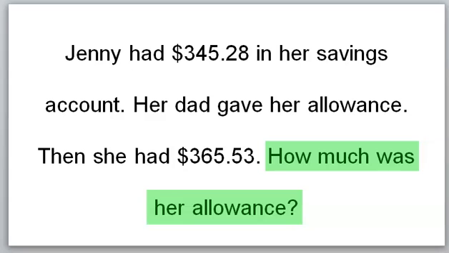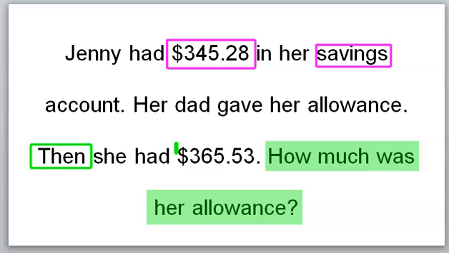So in order to be able to figure this out, we need to know how much she had in her savings account to begin with. So looking at our problem, Jenny had $345.28 in her savings. And then after her dad gives her some allowance, then she has $365.53. So we want to know how much money her dad gave her for an allowance.